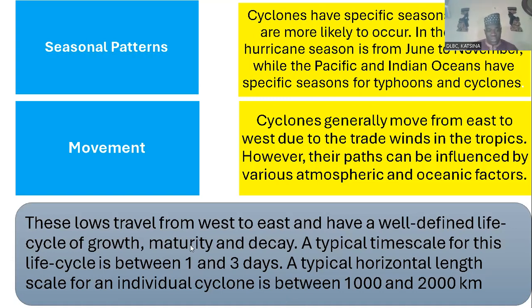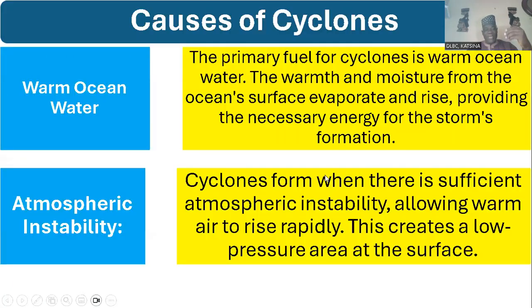So these lows travel from east to west and have a well-defined life cycle of growth, maturity, and decay. A typical time scale for the life cycle of a cyclone is between 1 and 3 days. A typical horizontal length scale of an individual cyclone is between 1,000 and 2,000 kilometers. So that is all about the characteristics of cyclones.